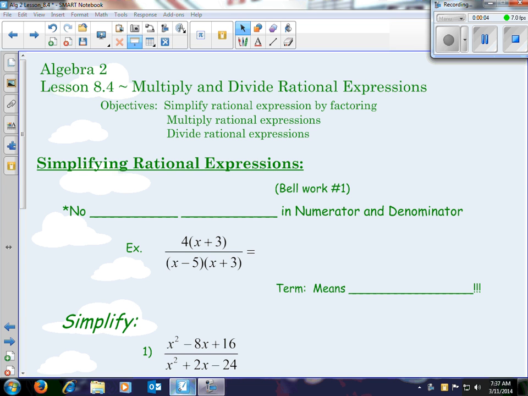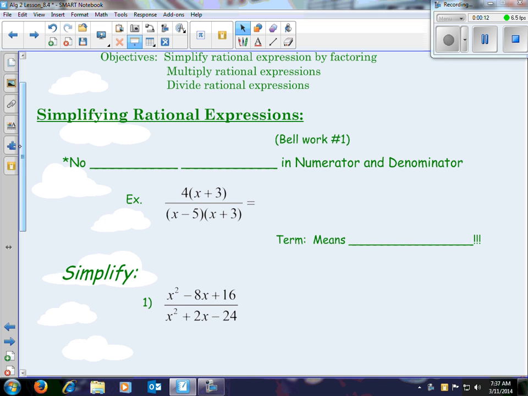Alright, this is section 8.4. We are going to multiply, divide, and of course simplify rational expressions. Simplifying rational expressions basically means we have no common factors in the numerator and denominator. What is meant by a common factor or common term is that you see multiplication somewhere.